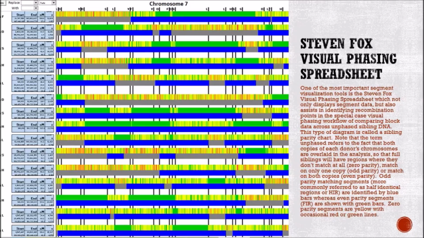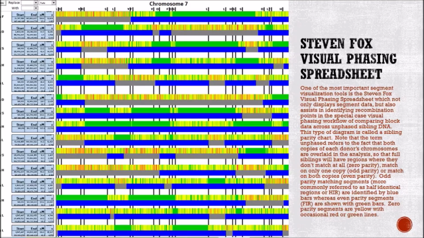One of the most important segment visualization tools is the Stephen Fox visual phasing spreadsheet, which not only displays segment data, but also assists in identifying recombination points in the special case visual phasing workflow of comparing block data across unphased sibling DNA. This type of diagram is called a sibling parity chart.